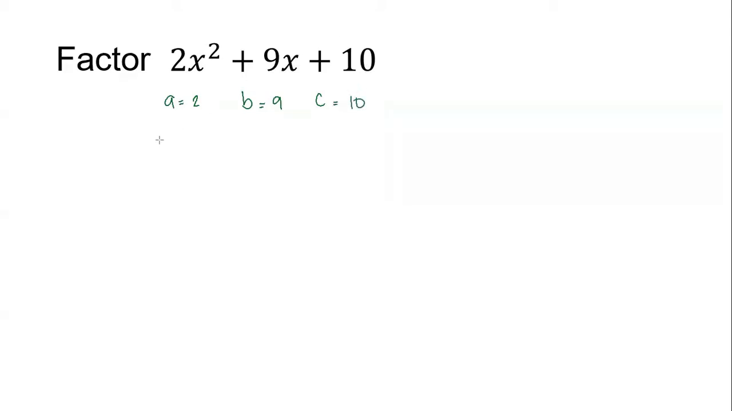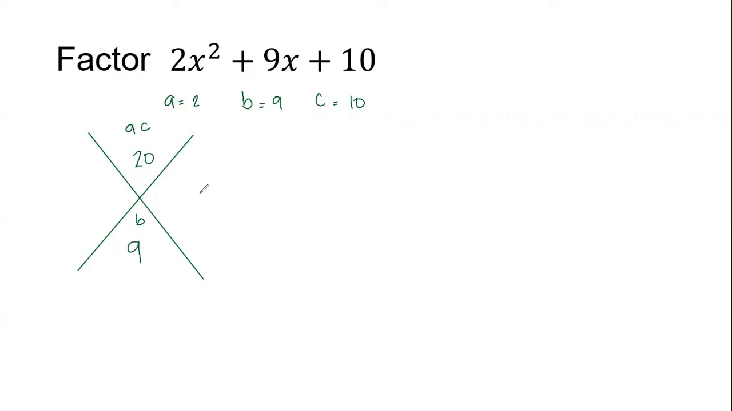The next step is for you to draw a big X. Remember that the top part of the X would be the product of your a and c. So a is equal to 2 and c is equal to 10. The product would be equal to 20. The lower part, or the opposite side of 20, would be the value of b, which is equal to 9.